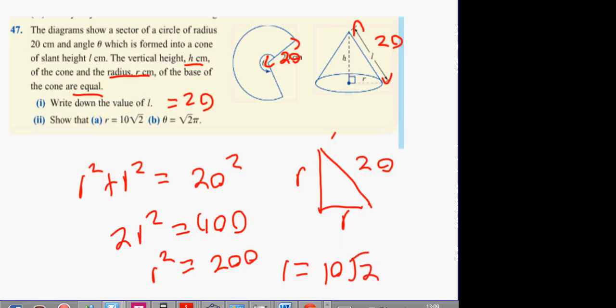Now that you know that R equals 10 root 2, then your last job is to show that the angle theta equals root 2 pi. So what we'll have to do is, to find the angle, you got to get from here to here. Okay. Then once you do that, you're going to.